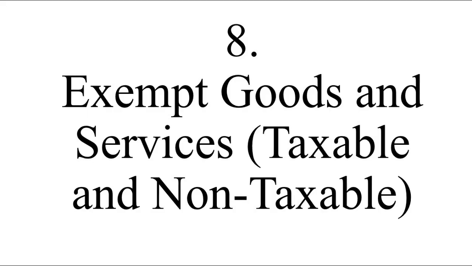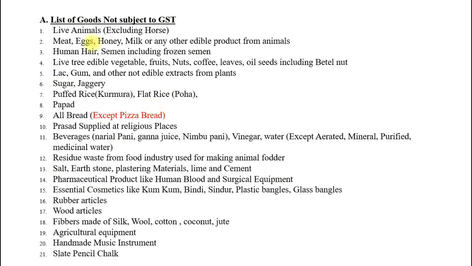Topic number 8 is exempt goods and services, where the sum will be based on taxable and non-taxable. So here is a list of all the goods which are not subjected to GST. Number 1, live animals. All types of animals do not come under GST, excluding horse. Meat, egg, honey, milk or any other edible product from animal is exempted. Human hair, semen including frozen semen is exempted. Live tree, edible vegetables, fruits, nuts, coffee, leaves, oilseed including betel nut are exempted.